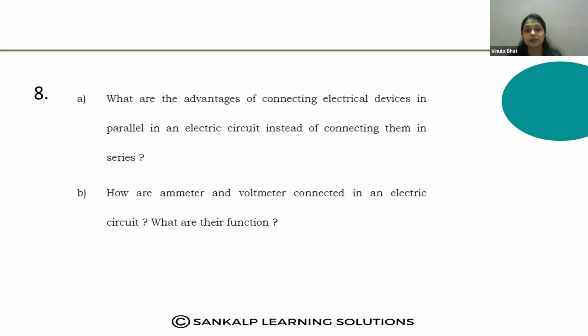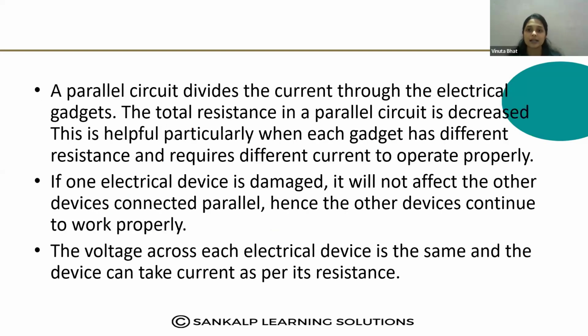What are the advantages of connecting the electrical devices in parallel in an electric circuit instead of connecting them in series? A parallel circuit divides the current through the electrical gadgets. The total resistance in a parallel circuit decreases. This is helpful particularly when each gadget has a different resistance and requires different current to operate properly. If one electrical device is damaged, it will not affect the other devices connected in parallel. Hence the other devices continue to work properly.